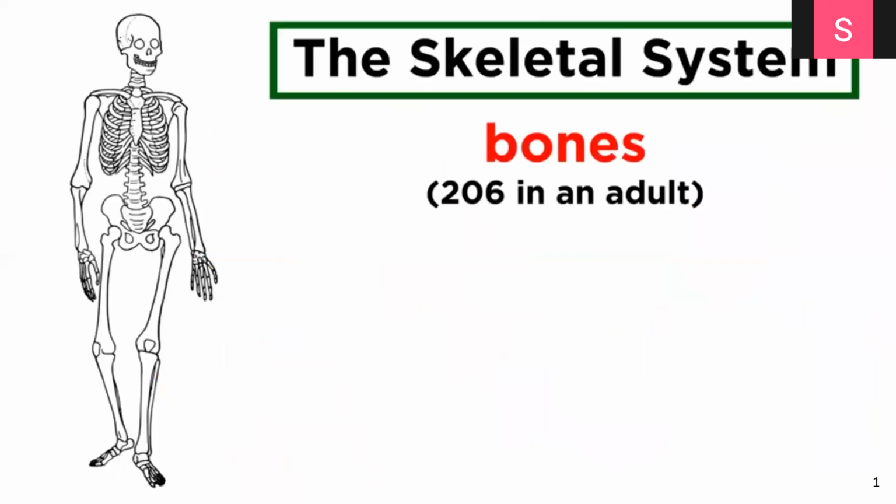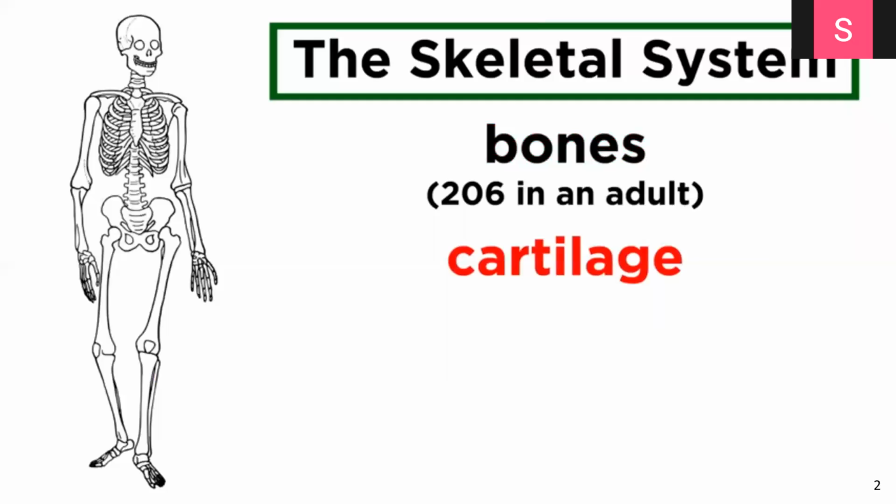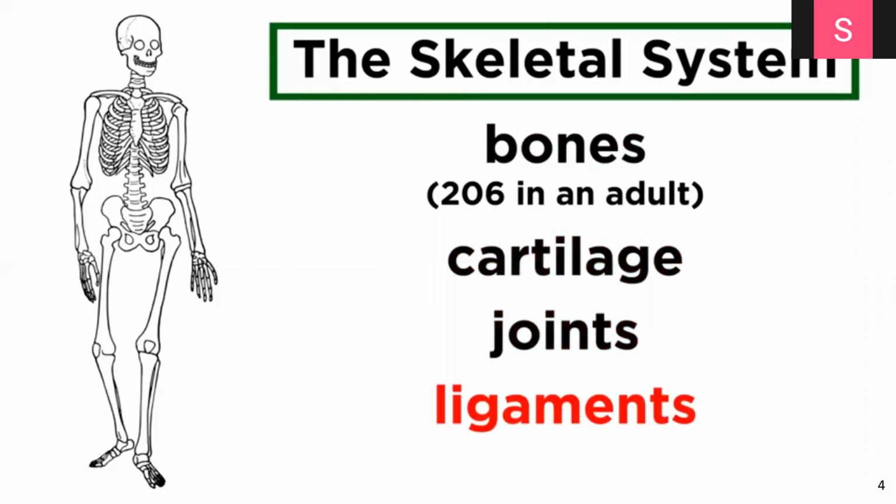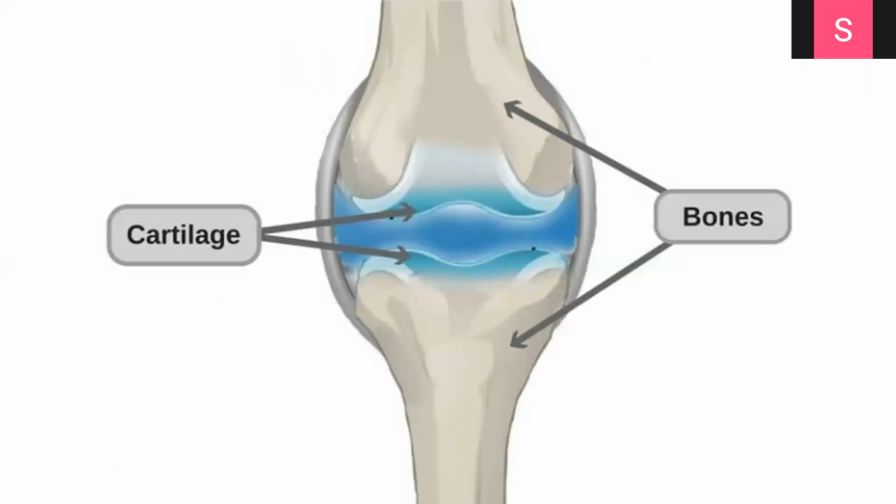Let's move to the skeletal system. The skeletal system is comprised mainly of bones, around 206 of them in an adult to be specific, but there are also a good amount of cartilage, joints, and ligaments, which all together make up around 20% of a person's body mass. Cartilage is an avascular form of connective tissue consisting of extracellular fibers embedded in a matrix that contains cells localized in small cavities.